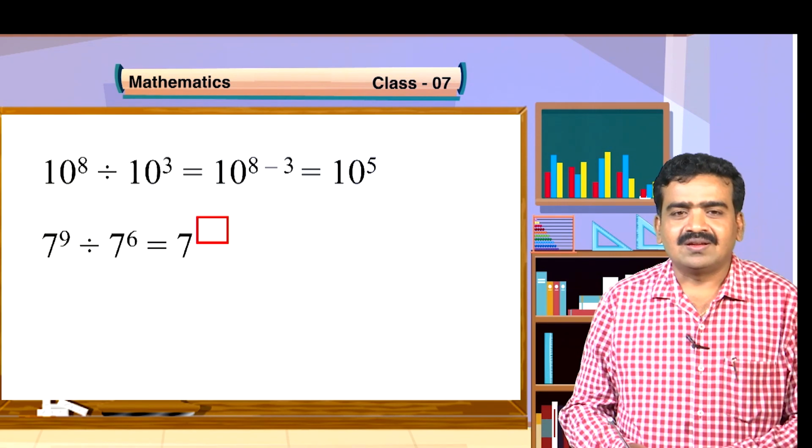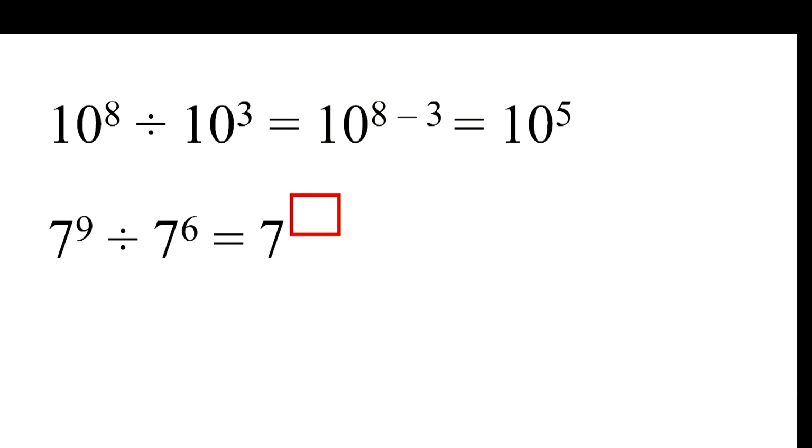Can you tell me what about 7 to the power of 9 divided by 7 to the power of 6? What will be the answer? What should I write in the box which appeared on the screen in red color? Yes, you are right. The difference of 9 and 6 is 3. Therefore, the answer obtained is 7 cubed.